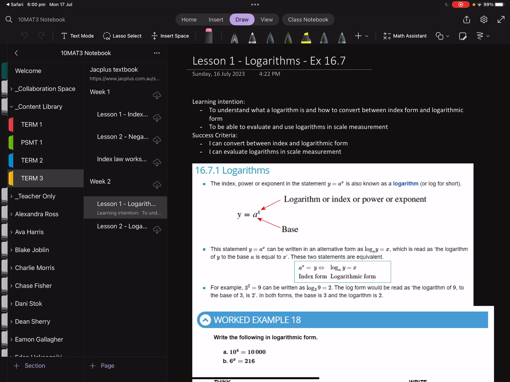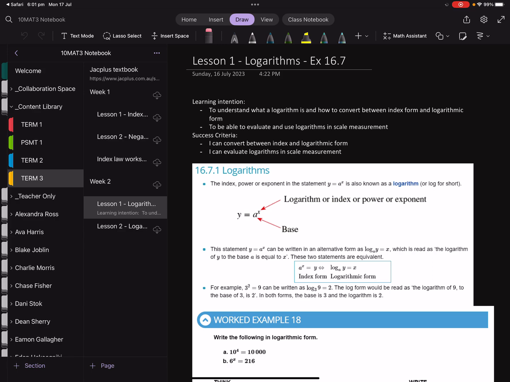Learning intention. To understand what a logarithm is and how to convert between index form and logarithmic form. To be able to evaluate and use logarithms in scale measurement. Success criteria: I can convert between index and logarithmic form, and I can evaluate logarithms in scale measurement. If you're going to pause the video, write that down just so you understand what we're working towards.